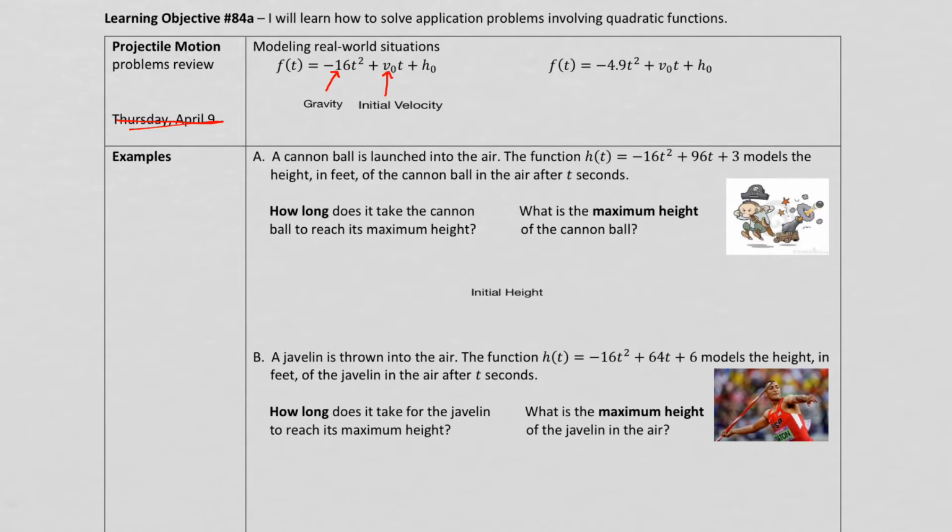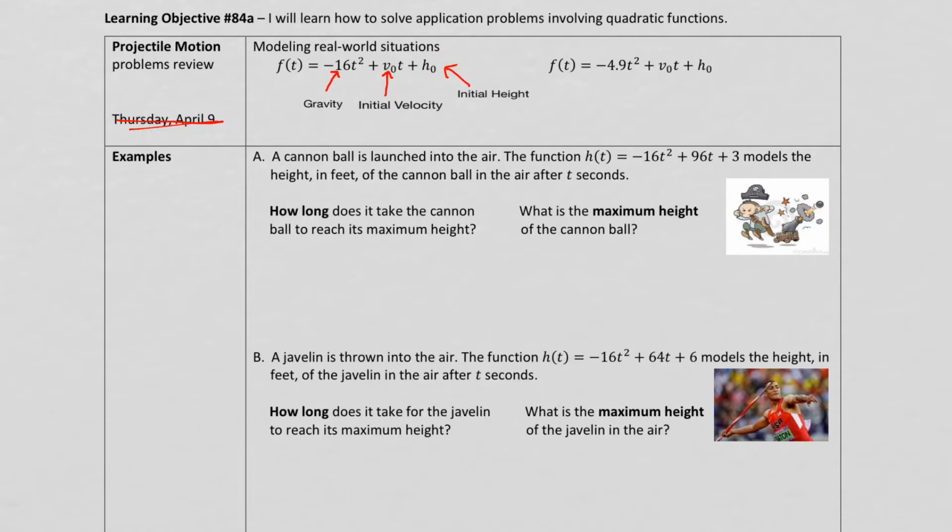If I'm throwing something up in the air, if it goes up, it's positive. If I'm slamming it down, it would be negative. And then lastly, we have our c term, which is now h sub 0, and that's going to be the initial height of the object. From where is it being released or thrown from?